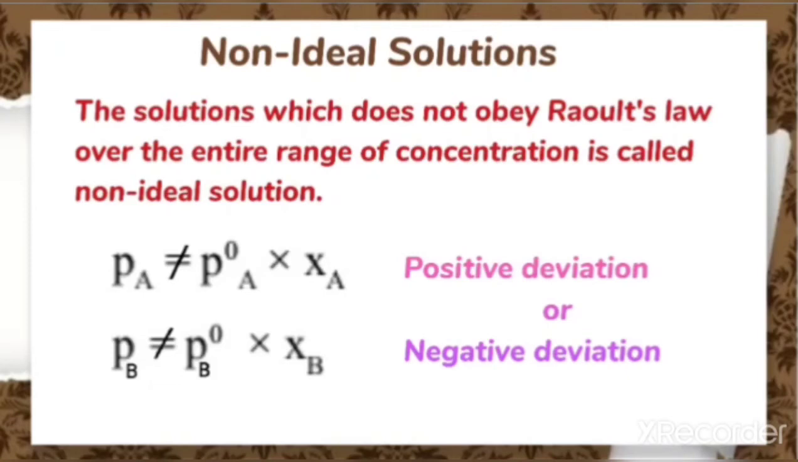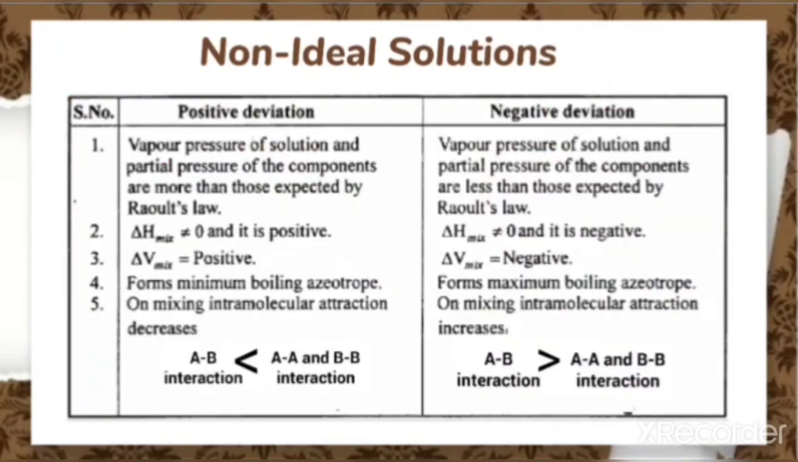So let us discuss the positive and negative deviation. The vapor pressure of the solution and the partial pressure of the components are more than that expected by Raoult's law. As I told you, for the ideal solution the partial pressure is equal to P0A XA.